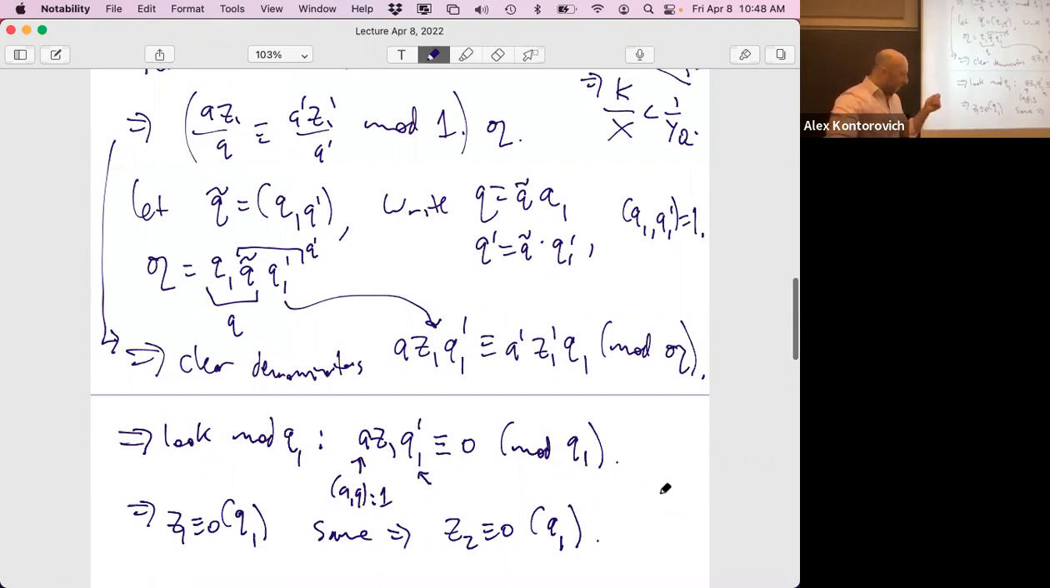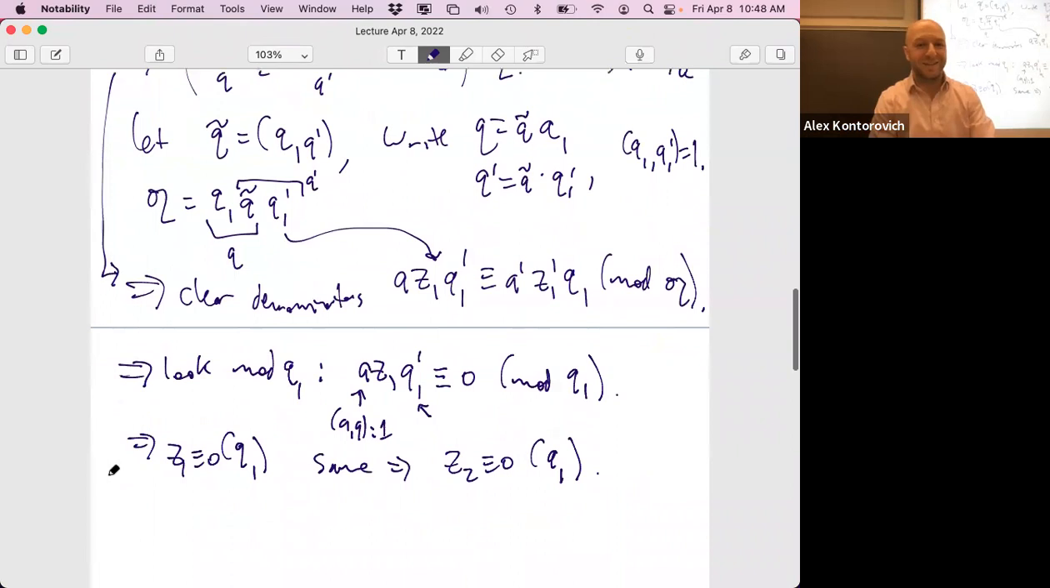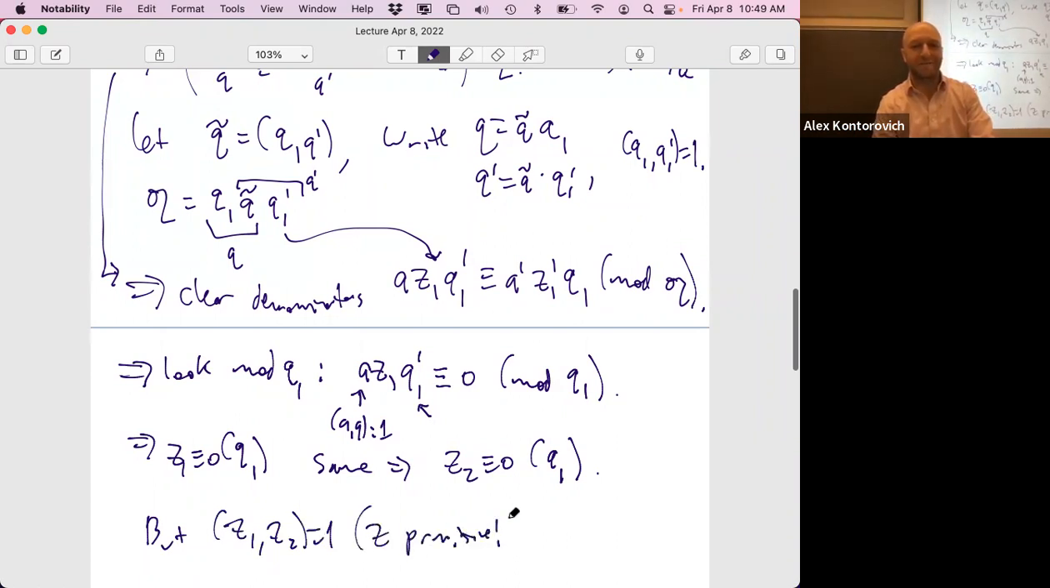Right? What does it mean? Z1 and Z2 have GCD 1, and we found a divisor of both of them. Well, that divisor has to be 1. But the GCD of Z1 and Z2 is 1. Z is a primitive vector. So Q1, in fact, has to be 1.